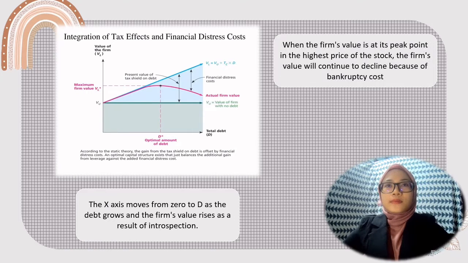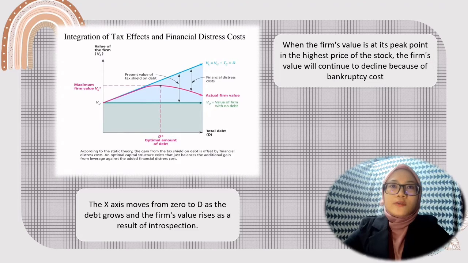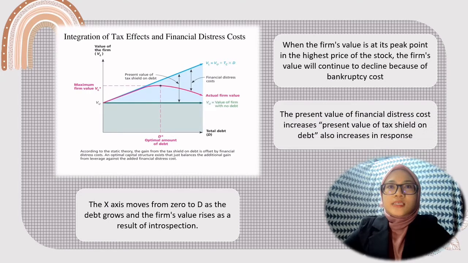D is the optimal capital structure, when the firm's value is at its peak point and the price of the stock is highest, and after D, the larger the debt is, the firm's value will continue to decline because of bankruptcy costs, and the company may suffer financial distress. We can see that as the present value of financial distress cost increases, the present value of tax shield on debt also increases in response. Thus, we can understand how both are integrated with each other.